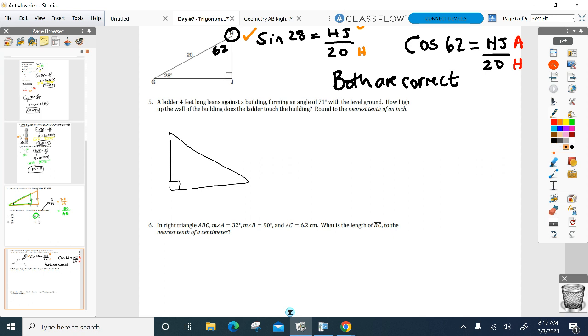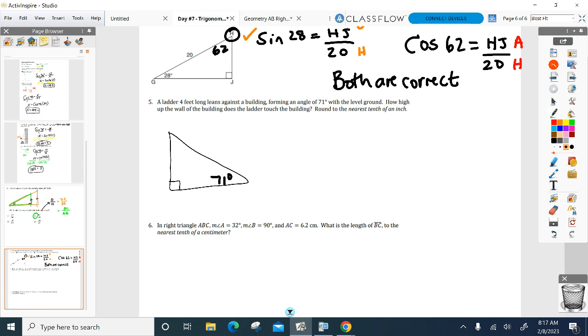The ladder forms a 71-degree angle with the ground. This is where we've got to get a little bit more confident, especially going into tomorrow. Where do I put the 71? The ground. The ladder makes the angle with the ground, not the air. Ground is on the bottom. So here's my 71. And the ladder's 4 feet. Where's the 4 going?